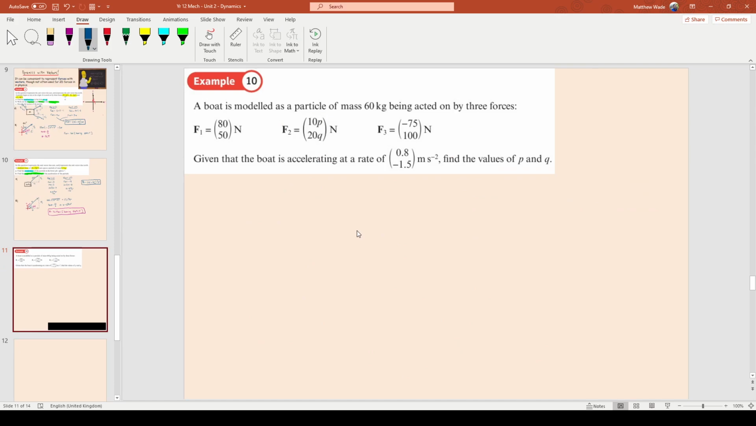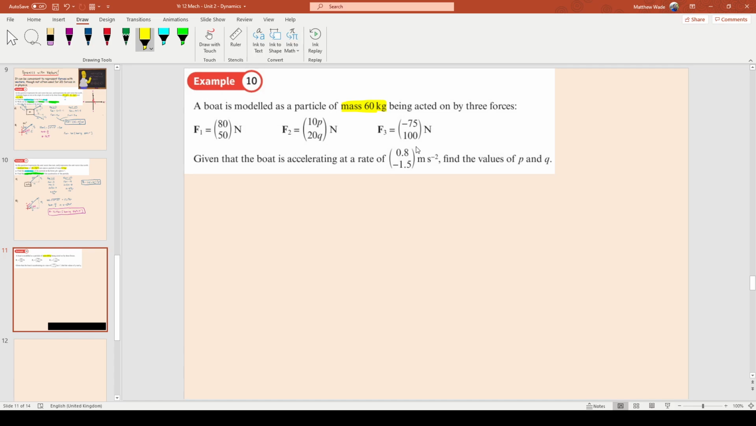Okay, so here we go. This time we have a boat modeled as a particle of mass 60 kilograms. It's a light boat. Mass 60 kilograms, being acted upon by 3 forces. Now, they're given in column vectors, my buddies, but don't let that fool you. Don't let that fool you at all, my folks.